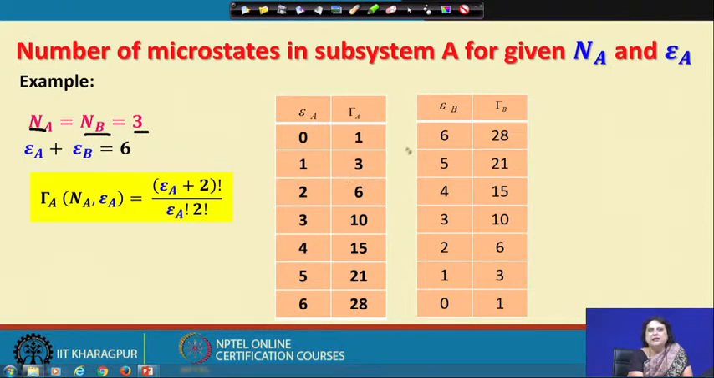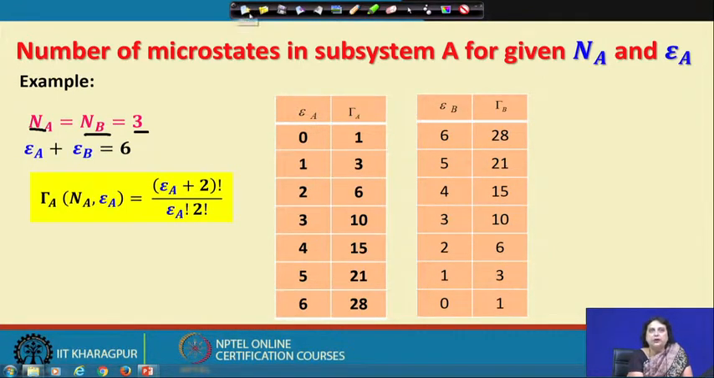And therefore, I see that with complementary energy values keeping the total energy equal to 6, when gamma A is equal to 1, then gamma B is equal to 28, because epsilon A and epsilon B add up to 6, and the equivalent situation happens if I look at the other extreme.